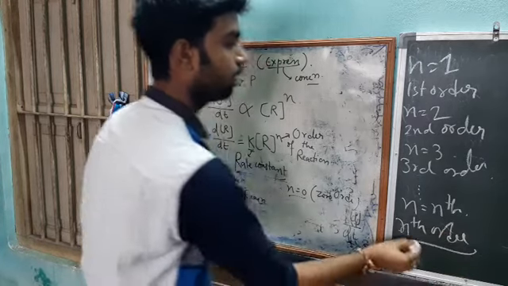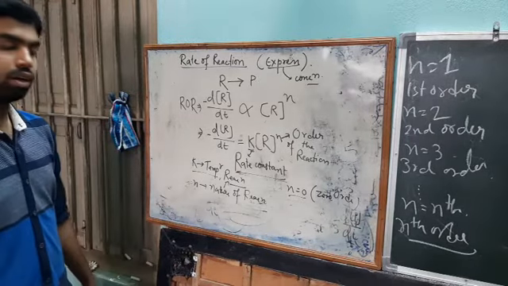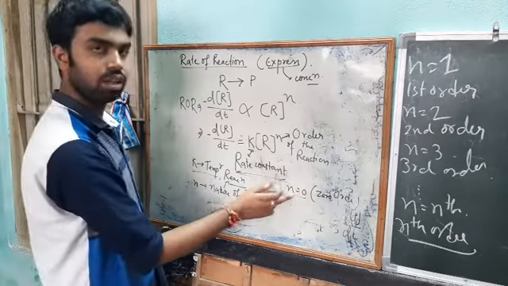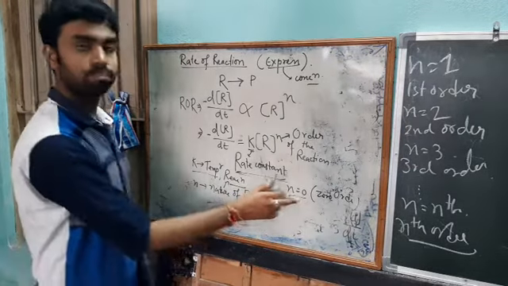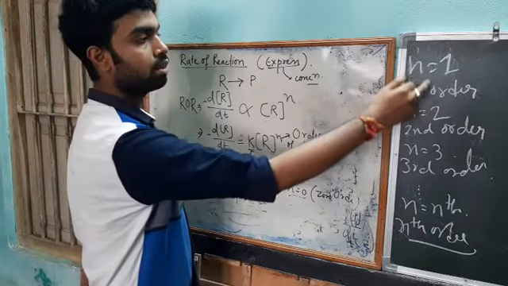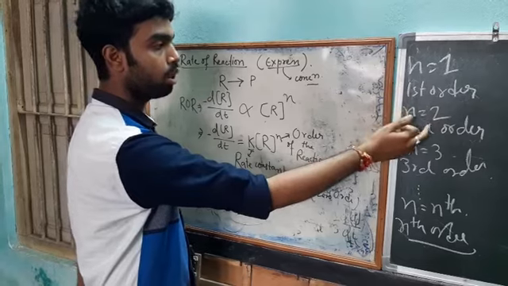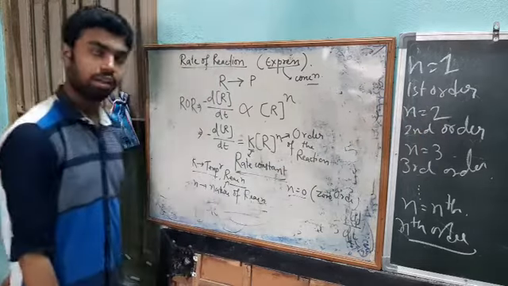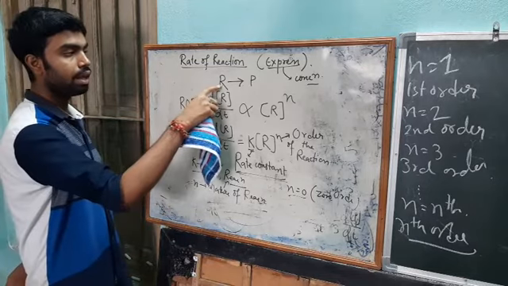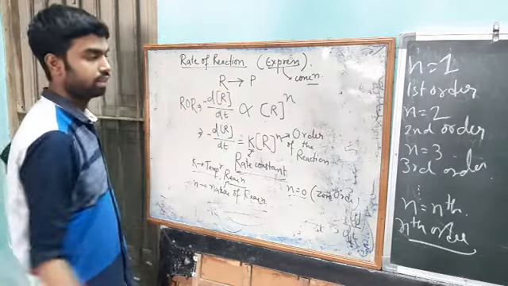We have learned this one, that the name of the reaction will depend on the value of n. If the value of n is 0, then we will call it zero order reaction. If the value of n is 1, then first order reaction. If the value of n is 2, then second order reaction. So this is the thing about a single reactant reaction.